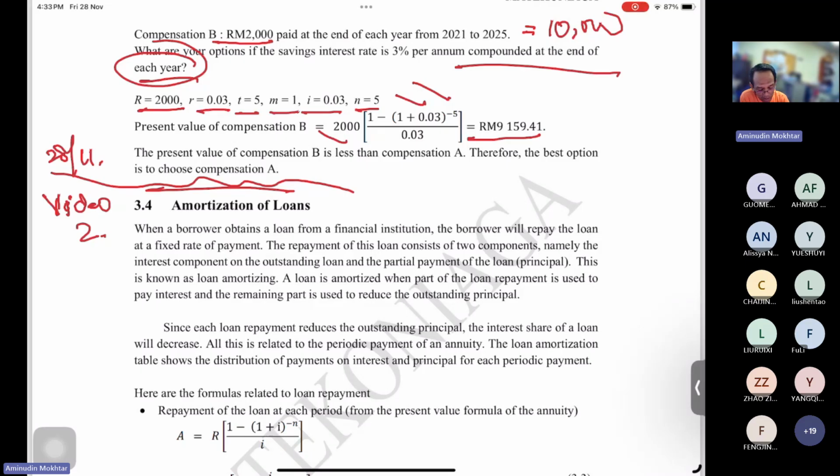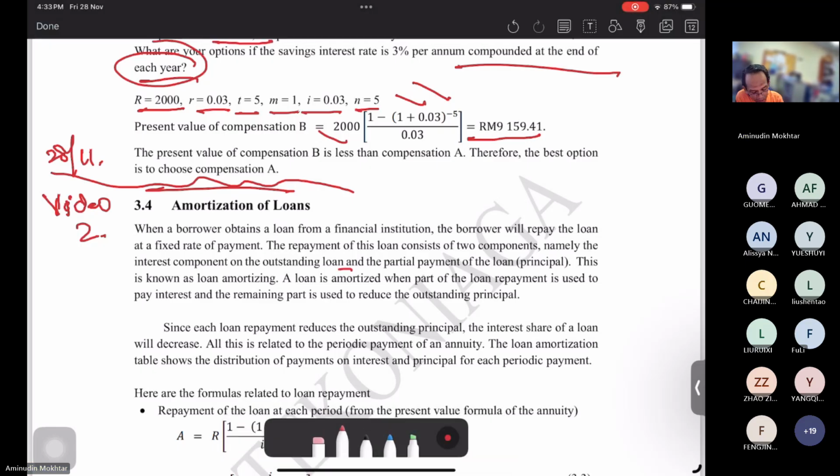The repayment of this loan consists of two components. Basically, the amount of money that you pay to the bank every month has two components: the interest component of the outstanding loan, and the partial payment of the principal. This loan is amortized. We say that a loan is amortized when a part of the loan repayment is used to pay interest, and the remaining part is used to reduce the outstanding balance.